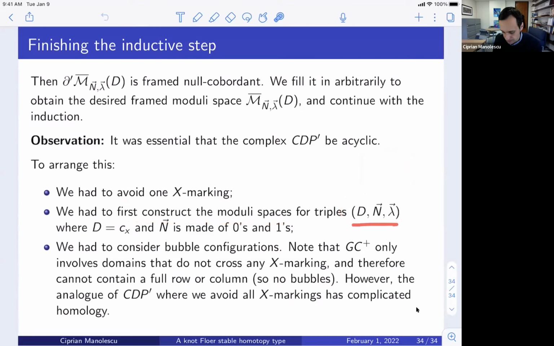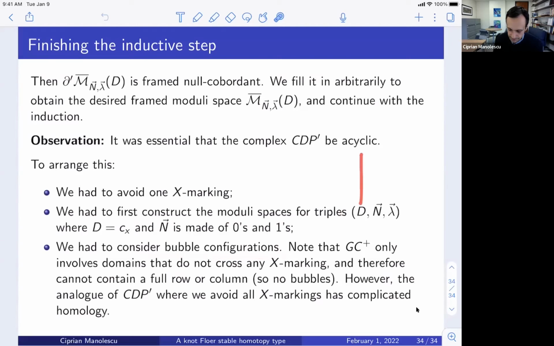So for these ones, which we make the starting point, we had to construct the moduli spaces by hand, and we define them to be permutahedra. And also, this is why we had to consider bubble configurations. So that's an important point.